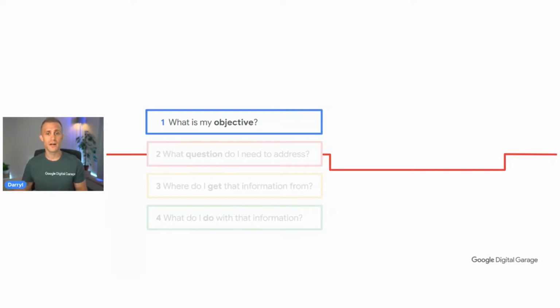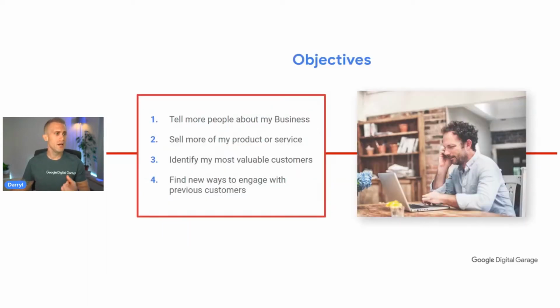What is the objective? Now, to give you a couple of examples of what I mean by objectives, number one could be that maybe you want to tell more people about your business. I think we all would like to do that at some point, pretty much on a daily basis. Or maybe you're looking to sell more of your products or services. Again, you could say, well, Daryl, I'm looking to tell more people about my business, I'm also trying to sell my products, I'm also trying to identify the most valuable customers, I'm also trying to find new ways to engage with previous customers.